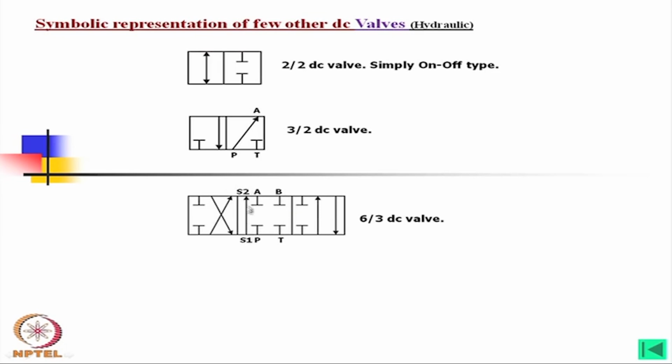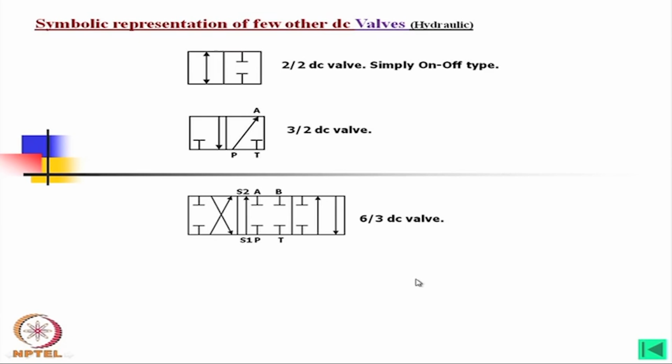I have written S1 and S2. What are S1 and S2? Perhaps they are going to some other system. But if you put it in the right position, then S1, S2 will be disconnected and P will be connected to A and B will be connected to T. And if I put it in the left side, the cross connection will be there. That means P will be connected to B and A will be connected to T.